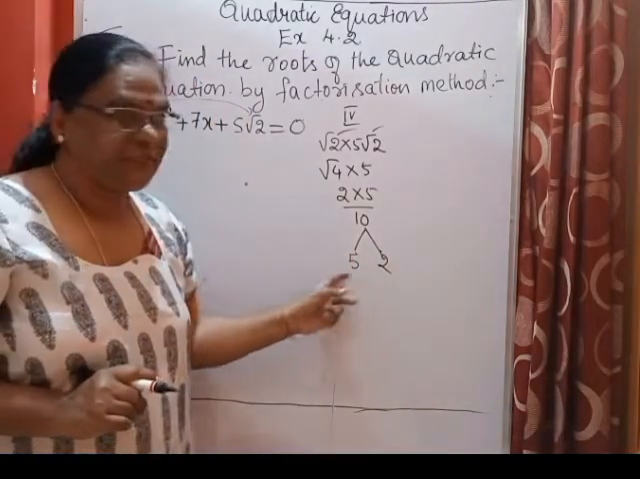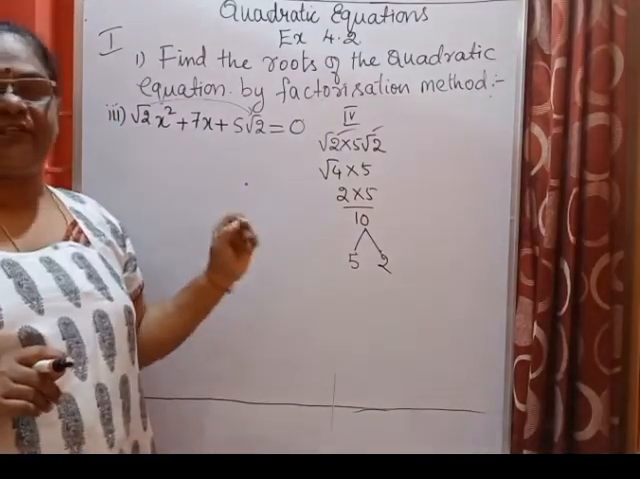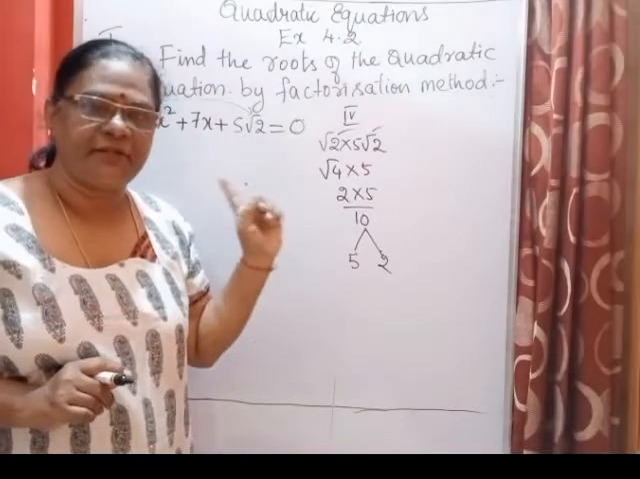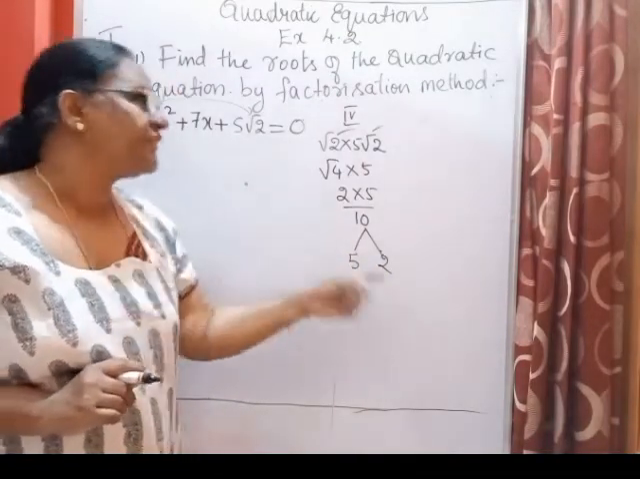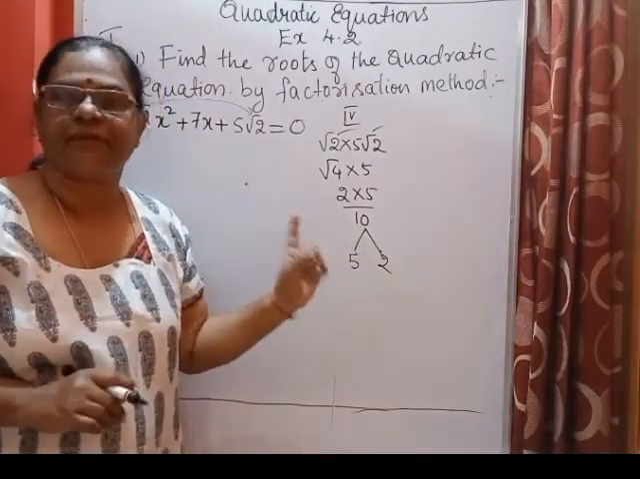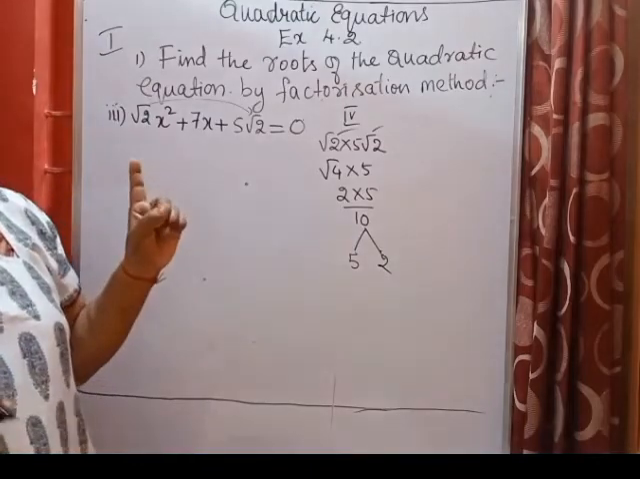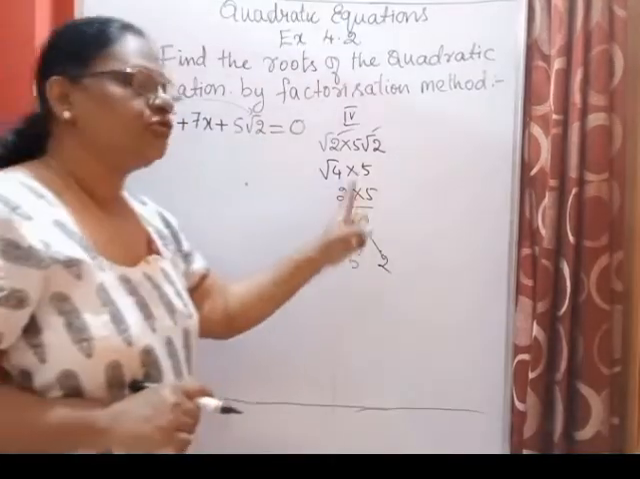You are not subtracting these two, you are adding these two in order to get 7. Whenever you are adding the numbers, both the numbers should have the same sign. Remember, whenever we are adding two numbers and getting the middle term, then both the terms should have the same sign. If you are subtracting and getting the middle term, then the bigger number should have the middle term sign, and the other term should have the opposite sign.